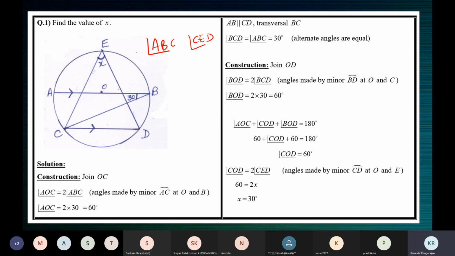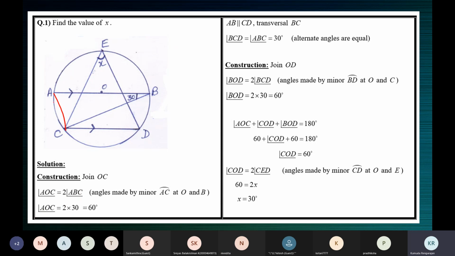So what you feel is both the angles are made on the circumference at B and D. So they are angles in the same segment of a circle, and they're equal. Okay, so angle ABC is made by the arc AC. Yes. Now can you see the arc AC?